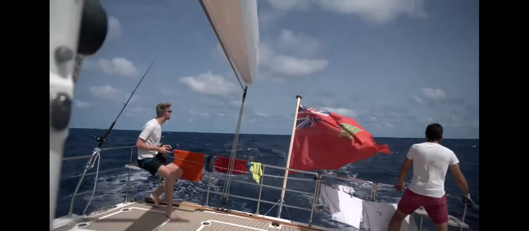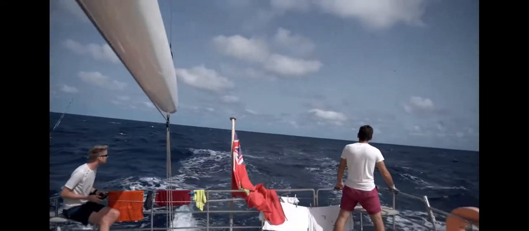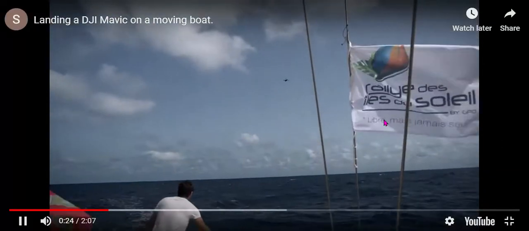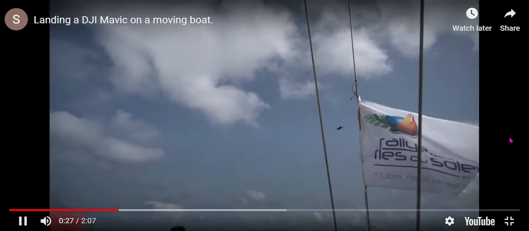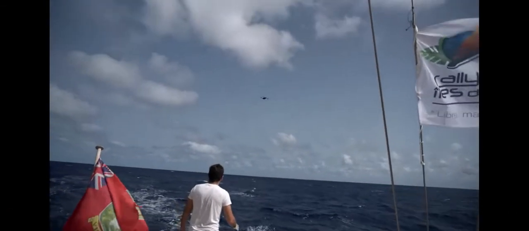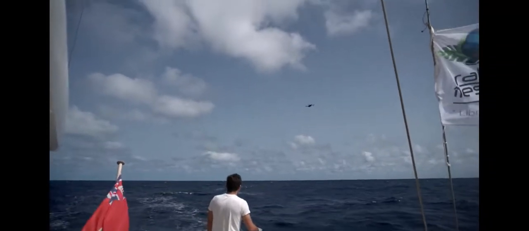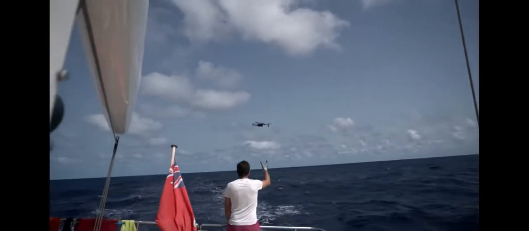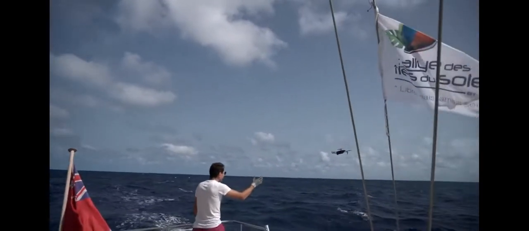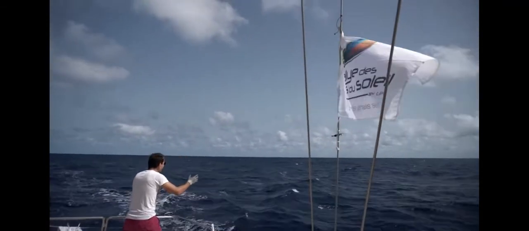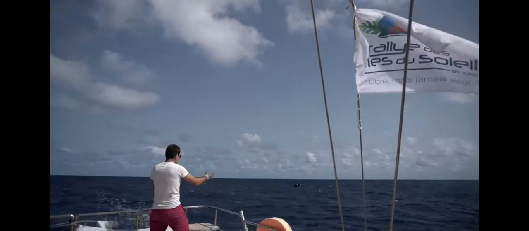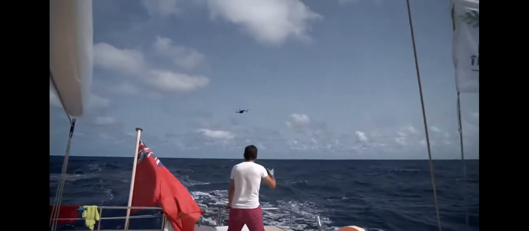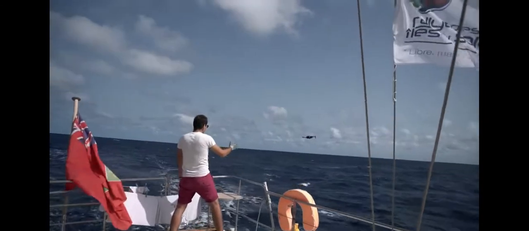Okay, so they're clearly on a moving sailboat, moving over the ocean. And see the drone? See, it's coming! There's the drone. And they're going to try and land the drone on the moving boat. Well, the air is moving, and the water is moving. They're moving at different rates. The boat is moving, and the drone is moving. So why this is hard is that the boat is moving relative to the air, and the drone has to move relative to the air too.